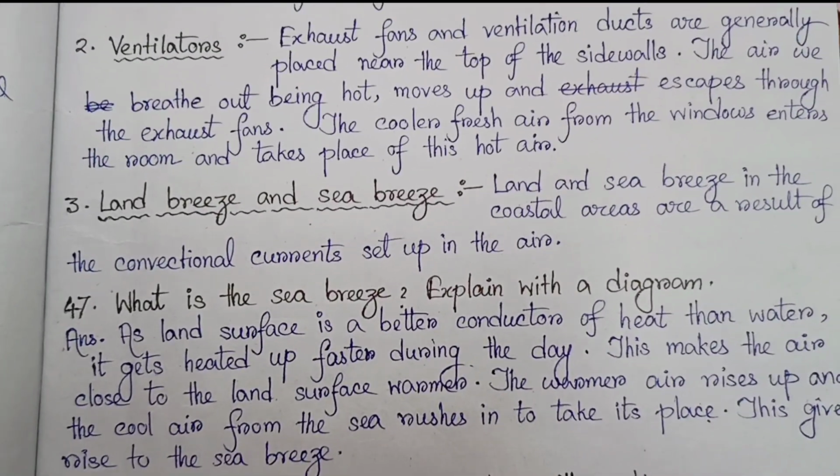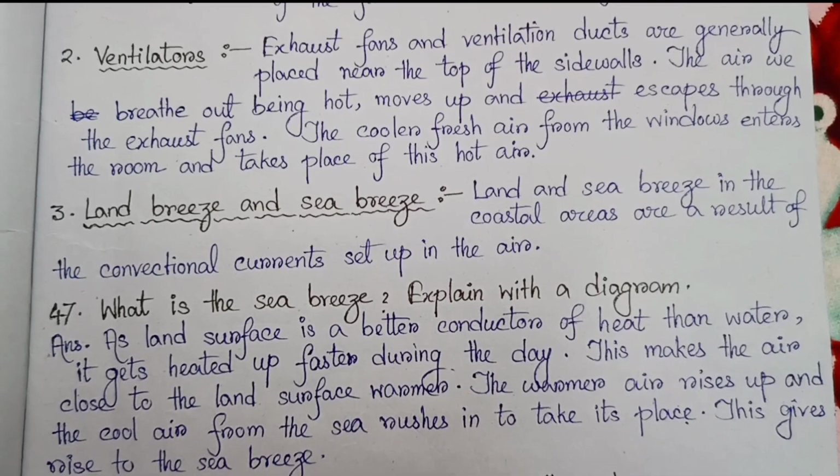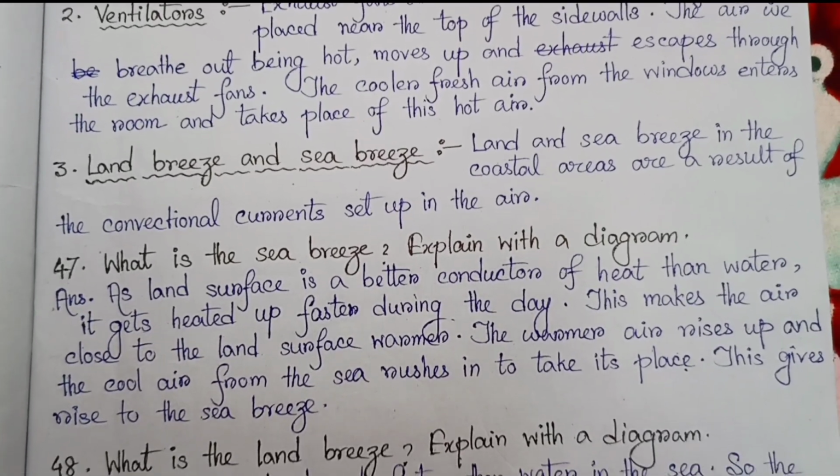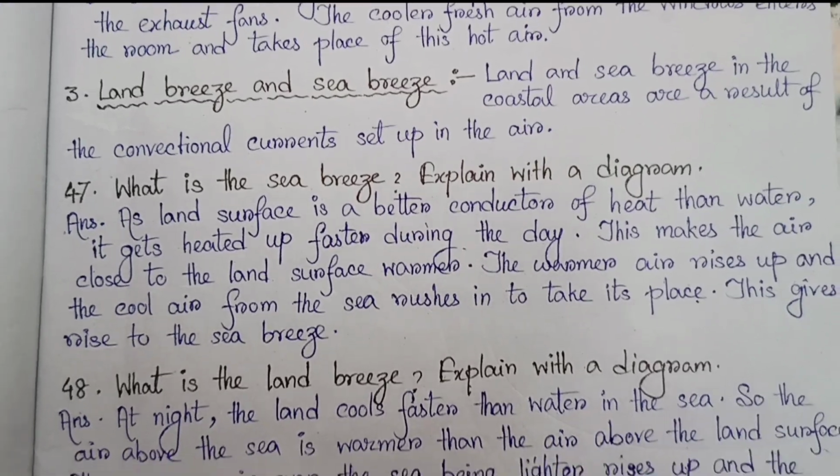Number 3. Land breeze and sea breeze. Land and sea breezes in the coastal areas are a result of the convectional current set up in the air.